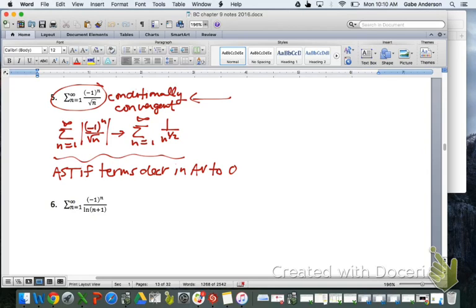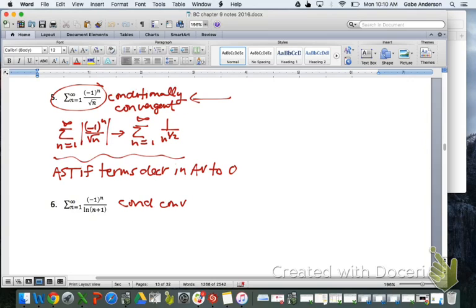Make sense? Okay. And then how about number 6 as far as an answer goes? What did you guys come up with? Shout it out. Conditional. Any disagreement on that? Can we go over why? Sure. So conditionally convergent.